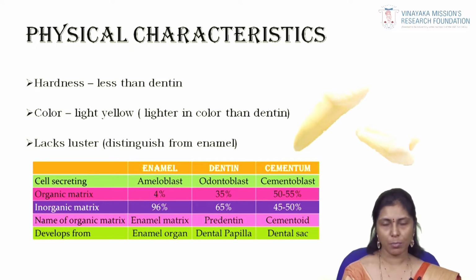Coming to color of cementum, it is going to be light yellow in color, but it is going to be lighter than that of the dentin. Compared to enamel, enamel is going to have a luster. That can be appreciated in this picture. That's very shiny. Enamel is very shiny. You can see that luster in the enamel portion of the tooth, whereas cementum lacks this luster. That's how you can distinguish the crown from the root portion of the tooth.